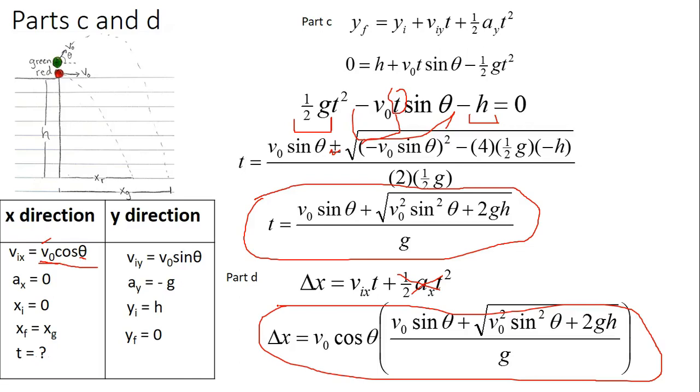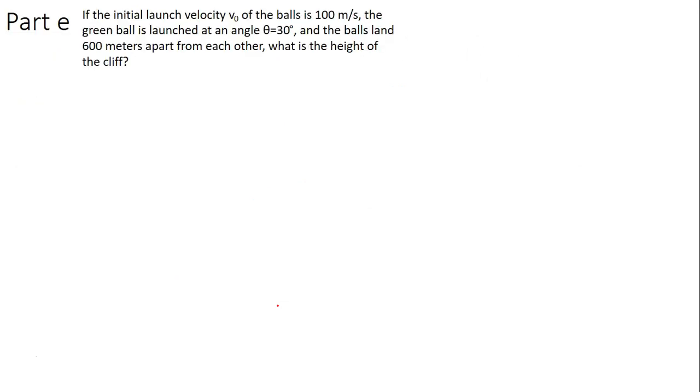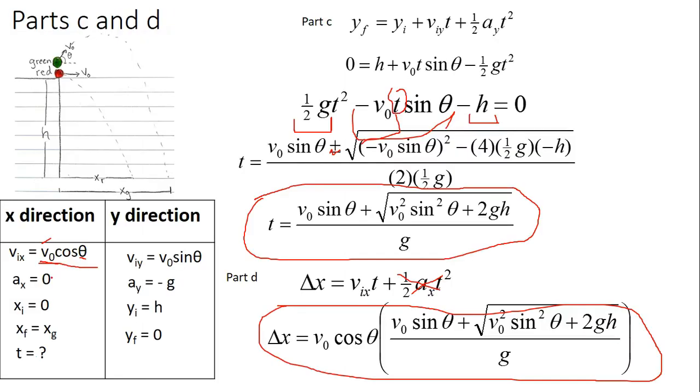Alright, now comes part E, which is not too difficult, except some of the algebra gets pretty gnarly later on. So part E says, if the initial velocity v naught of the balls is 100 meters per second, the green ball is launched at an angle of 30 degrees and the balls land 600 meters apart from each other, what is the height of the cliff? So let's go back to our diagram. So what we have in part D is xg, and what we got for part B is xr.